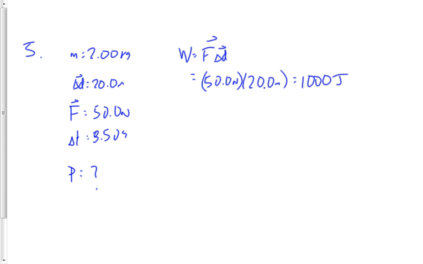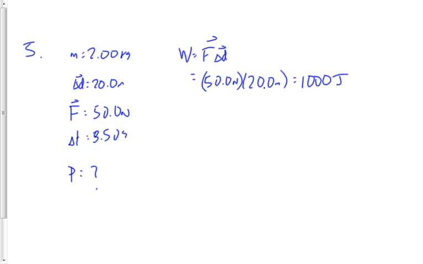What next? Now that I've got work, this question should become quite a bit easier. Yep, Carrie? We've got the change in energy, right? W is equal to delta E, because that's how we define work, as the change in energy, the energy gained or lost. What am I going to do with that change in energy, though?